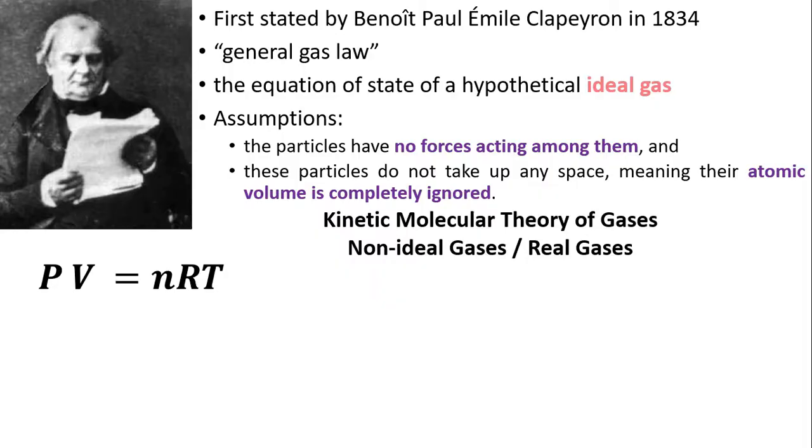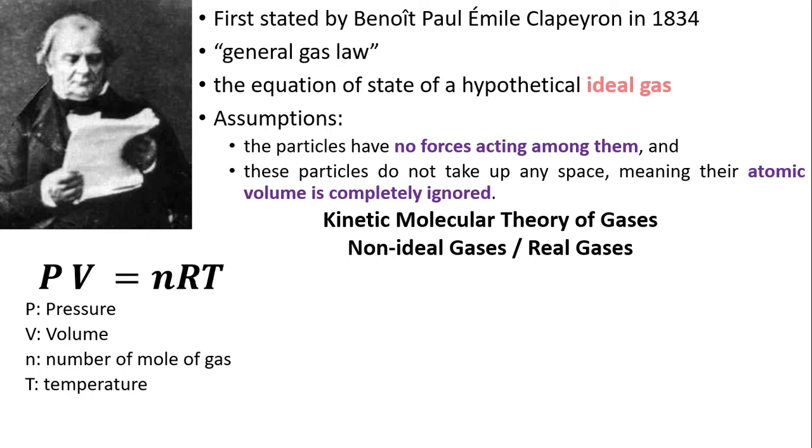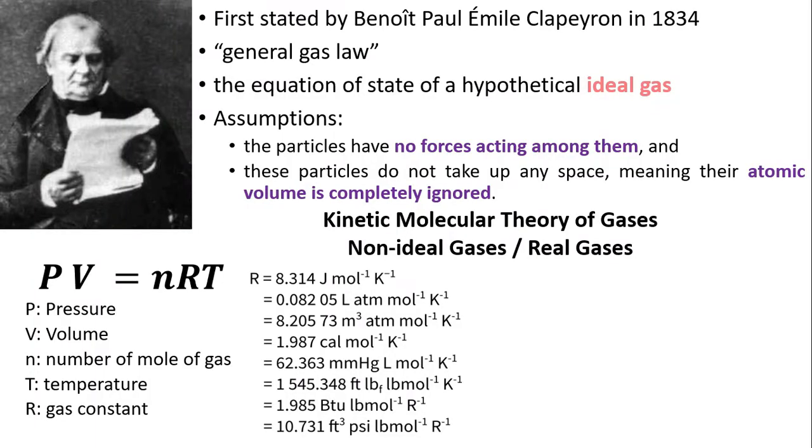Excuse me? Okay, so the formula for this is PV is equal to nRT, where P is your pressure, V is the volume, n is the number of moles of gas, T is temperature, and R is the universal gas constant. And R has many values. What? That is shocking. It depends on what unit you're going to use. So you can use joules per mole K, millimeter mercury, liters, etc.